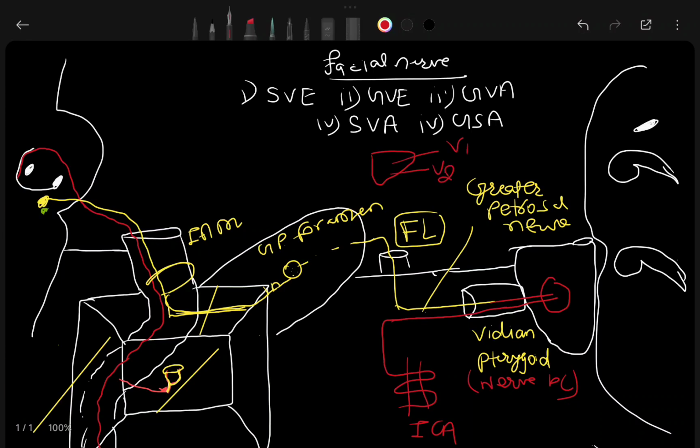The second branch, that is the maxillary nerve, comes downward in the pterygopalatine fossa, and these postganglionic nerves come with it. This is the zygomatic nerve. Postganglionic nerve accompanies the zygomatic nerve, the zygomatic branch. This zygomatic branch accompanies and supplies the lacrimal gland as secretomotor fiber.